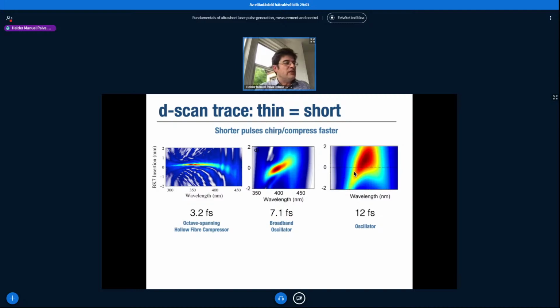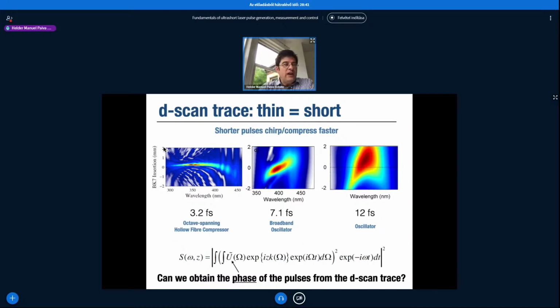So to make a long story short, a d-scan trace of a really short pulse will be very thin. So this is dispersion again, and this is spectrum. So it will be thin and flat. Flat, which means the phase is flat, and thin, which means the pulse compresses and decompresses very, very rapidly. So it's a short pulse, okay?